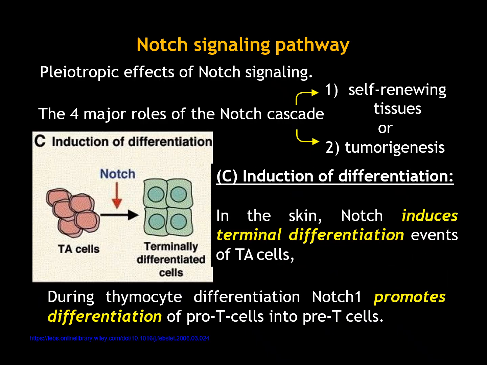Finally, another function of the Notch pathway is the induction of differentiation. So, for example, in the skin, Notch induces the terminal differentiation. So you have these, again, cells that are going to differentiate very rapidly, and Notch is able to speed up this or proceed to the differentiation. So for example, Notch 1 promotes the differentiation from proto T cells into pre-T cells.